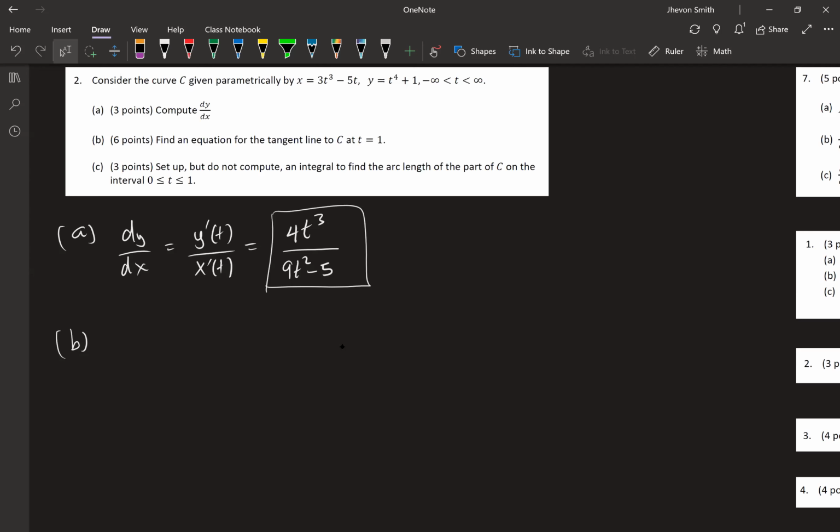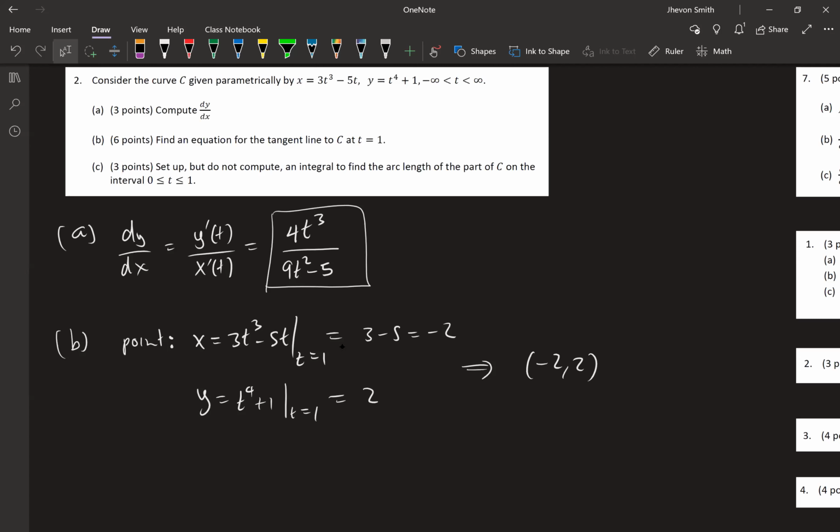So this means, of course, I need a point. And that means our x is going to be 3t cubed minus 5t evaluated when t equals 1. This is 3 minus 5, which is minus 2. And then my y is going to be t to the 4th plus 1 evaluated when t equals 1. That's going to be 2. And so this means that (-2, 2) is our point.